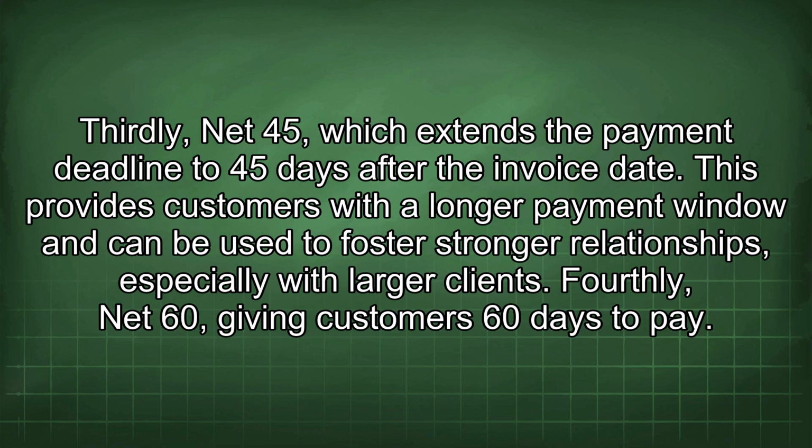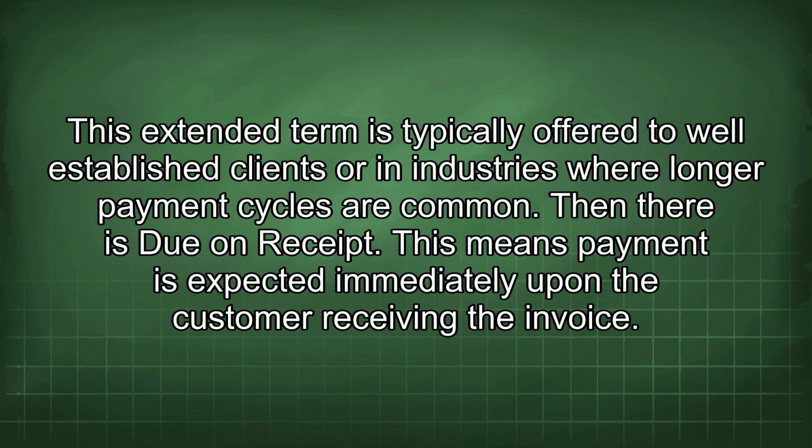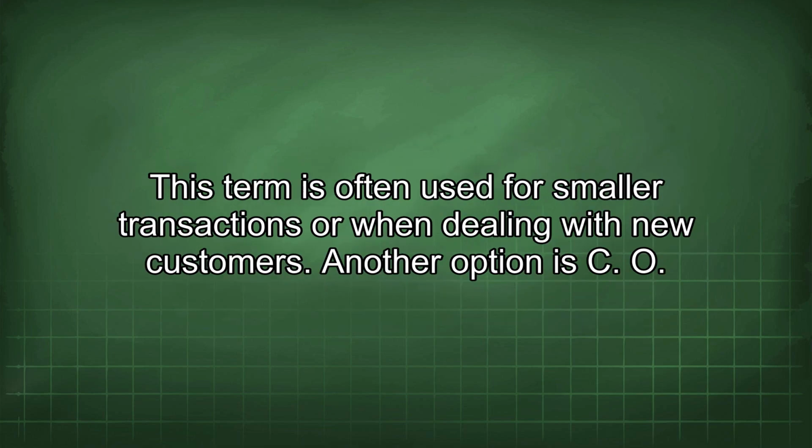Fourthly, net 60, giving customers 60 days to pay. This extended term is typically offered to well-established clients or in industries where longer payment cycles are common. Then there is due on receipt. This means payment is expected immediately upon the customer receiving the invoice. This term is often used for smaller transactions or when dealing with new customers.